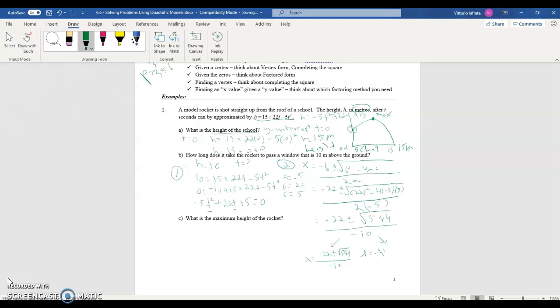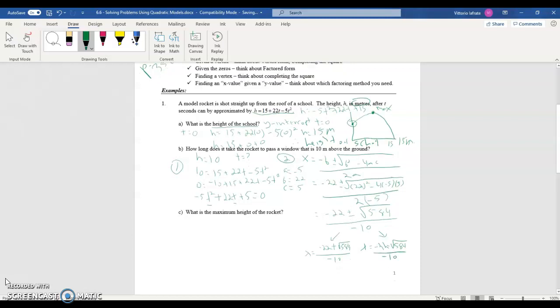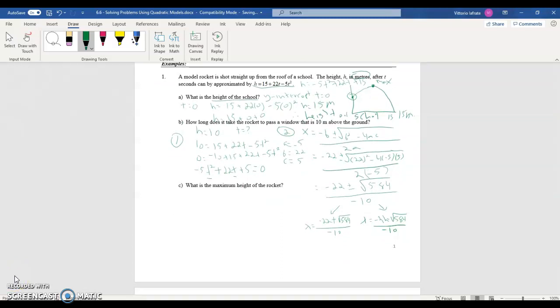Or negative 22 minus root 584 over negative 10, and we get x is equal to negative 0.22, or x is equal to 4.62. So basically you need to make a judgment call. Are we going to do a time that's negative or a time that's positive? Well, the positive time would make more sense.